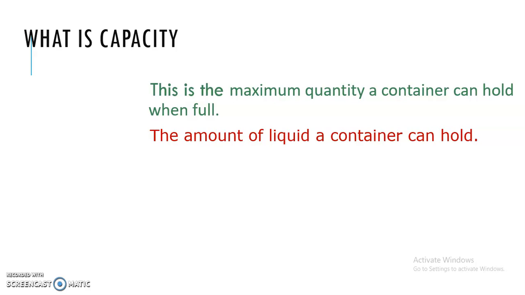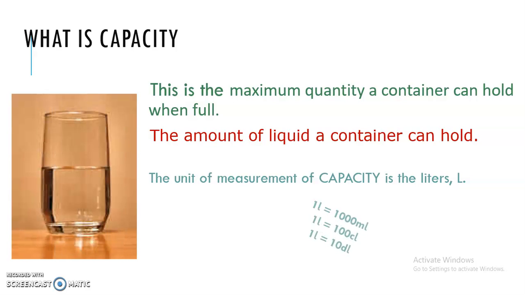That's why different containers have their volume, have their sizes. That size is what is called their capacity, meaning the amount of liquid it can hold. And the unit of capacity is called liters, represented L. Now, 1 liter has other dimensions. 1 liter is equal to 1000 milliliters. 1 liter is also equal to 100 centiliters. And 1 liter is equal to 10 deciliters.